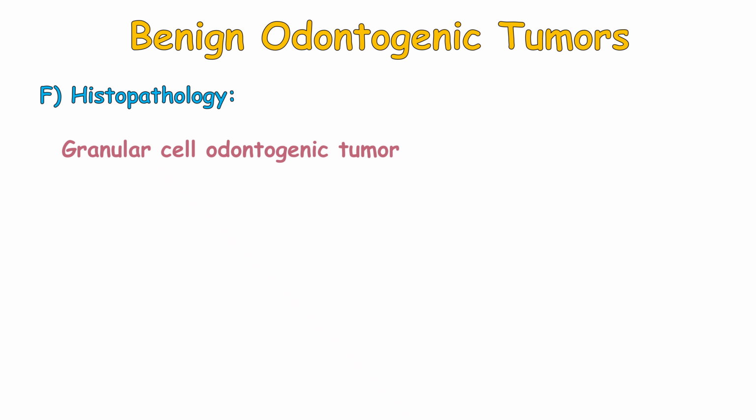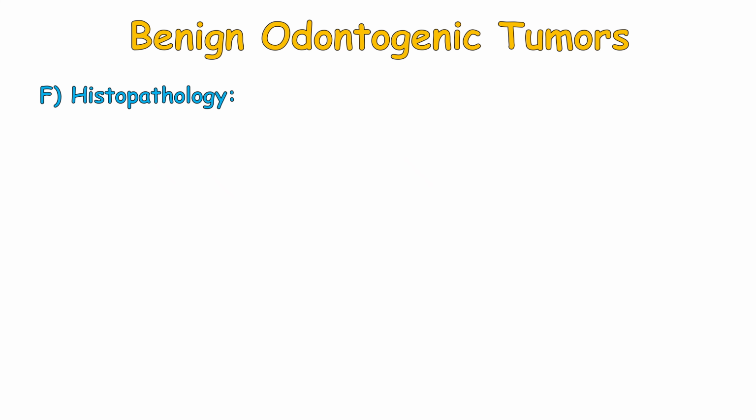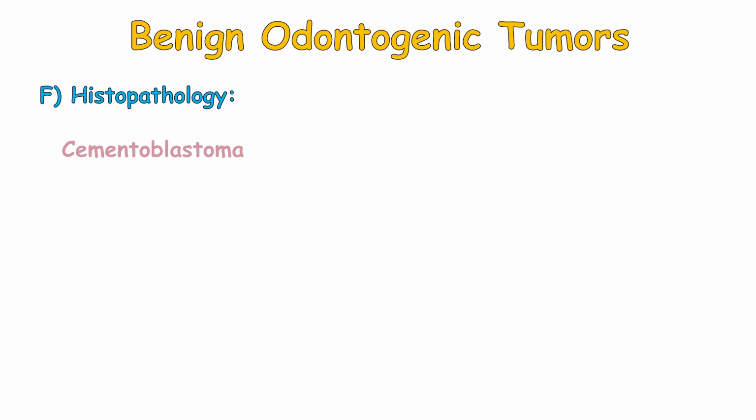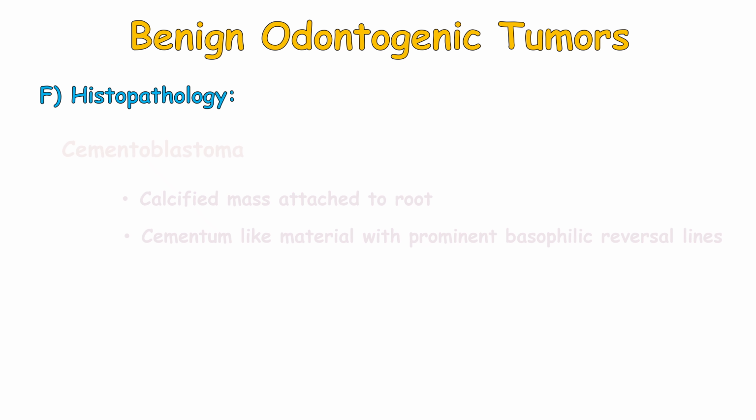Next, granular cell odontogenic tumor. It has abundant coarse eosinophilic granular cytoplasm, as the name indicates. Ameloblastic fibroma. Here it is a mixed tumor and no enamel or dentine tissues are seen. It is mostly associated with an unerupted tooth. Cementoblastoma. In cementoblastoma, there is always a calcified mass attached to the root, and also a cementum-like material with prominent basophilic reversal lines is seen.